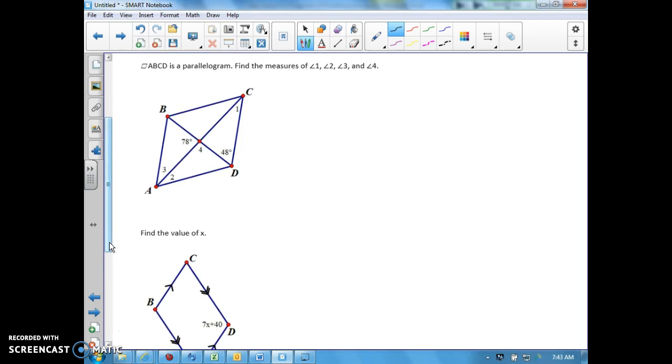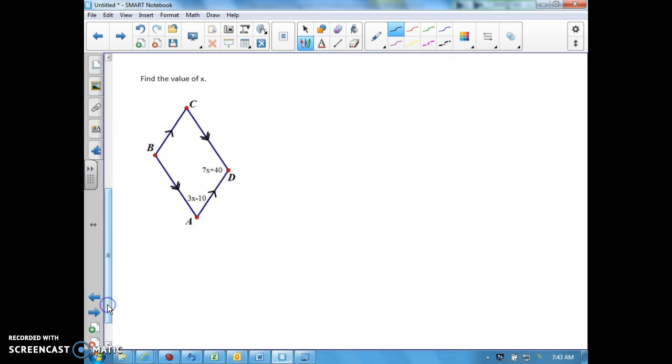ABCD is a parallelogram. I want to find the measures of the angles. I can use alternate interior angles here to great effect. I can use supplementary angles. There are all kinds of cool things I can do here, but I'm going to leave you guys to do them. So I want you to show me this in your notes next class. I'll be looking for it.